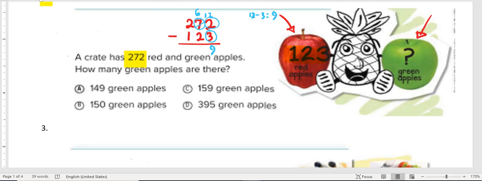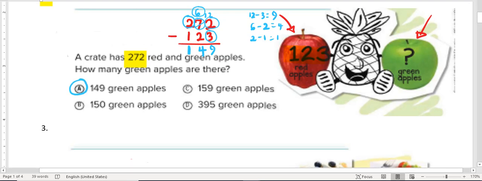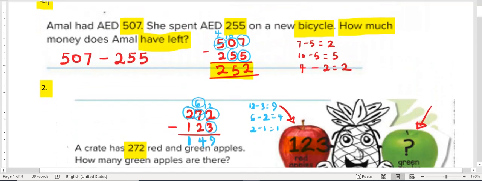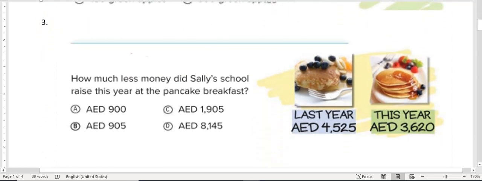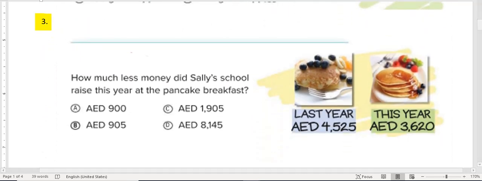In the tens place, we are left with 6 minus 2, which gives 4. And in the hundreds place, 2 minus 1, which gives 1. So our answer is that for the green, it's a total of 149 green apples. Okay, question number 3.